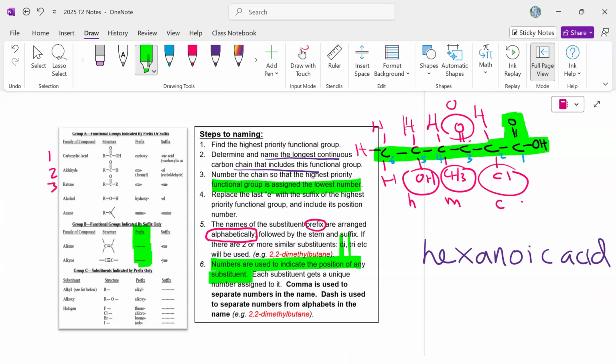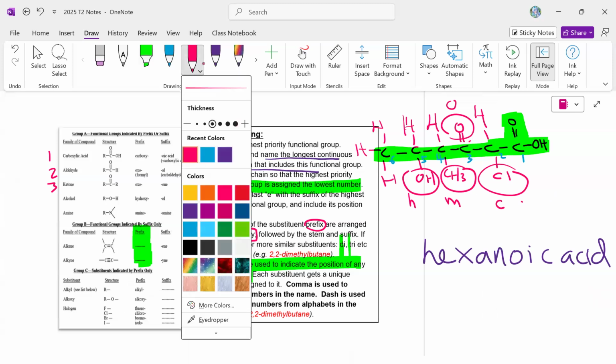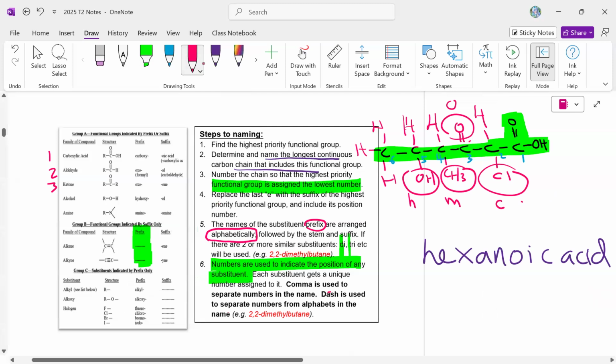Okay, so in this case, definitely C, then H, then M, then O. I'm going to write down alphabetical order. I need to tell people where to find C, so I'm going to tell people it's at number 2. So it'll be 2-chloro.